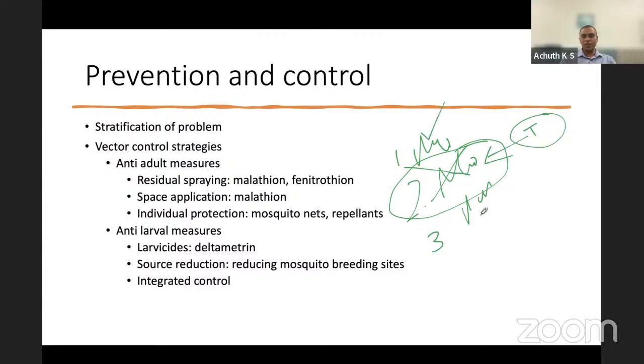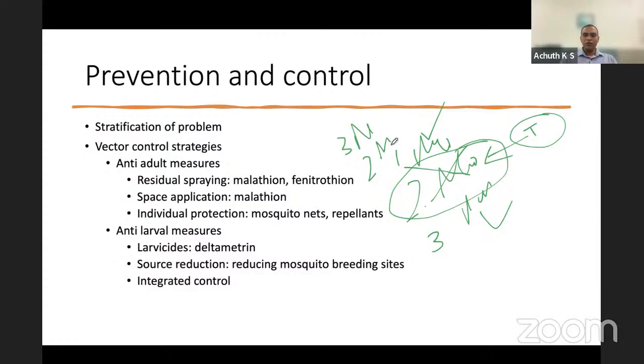Now we have mosquito and human being. For simpler thing, we have 3 M's: mosquito, malaria parasite, and man. So in 3 M's, one is gone. We have only 2 M's now. That is mosquito and man. So either you kill the mosquito or you protect the man. First, we will kill the mosquito. How? Mosquito has 4 phases: egg, larva, pupa, and adult.